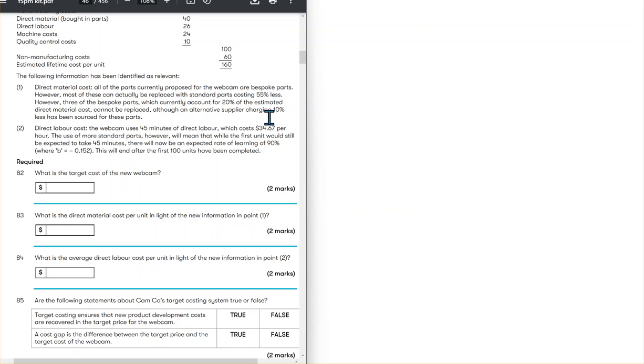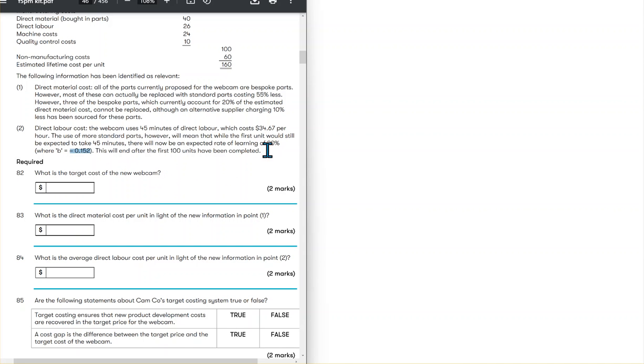Although an alternative supplier charging 10% less has been sourced for these products. Direct labor cost: the webcam uses 45 minutes of direct labor, which costs 34.67 per hour. The use of more standard parts, however, will mean that while the first unit would still be expected to take 45 minutes, there will now be an expected rate of learning of 90%, where B equals minus 0.152. This will end after the first 100 units have been completed.